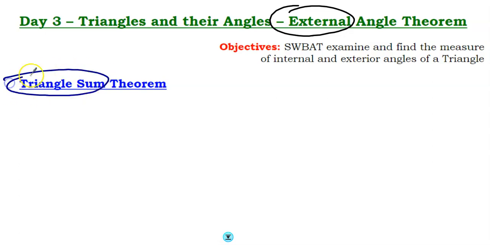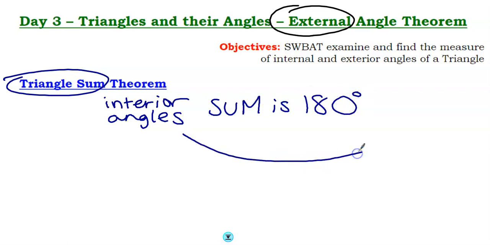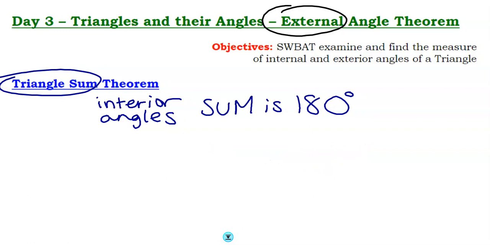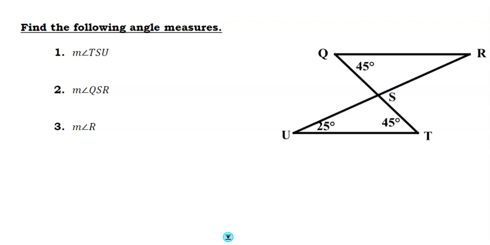The triangle sum theorem is about the interior angles, and their sum is 180 degrees. So I have 3 triangles. I have 3 angles in a triangle, and they have to add up to 180 degrees. Okay, these are the interior angles. So again, let's remind ourselves how we do that.